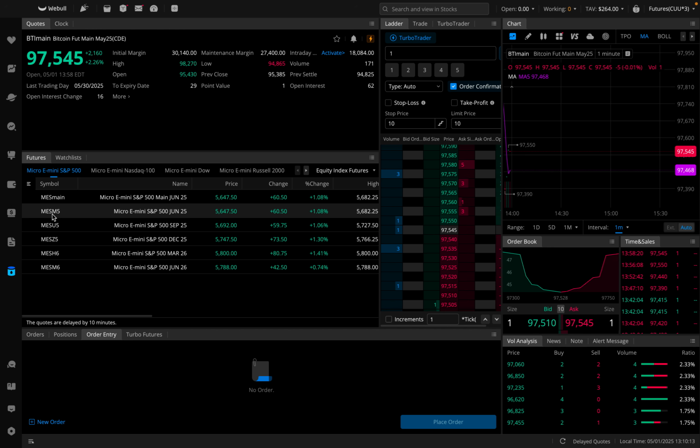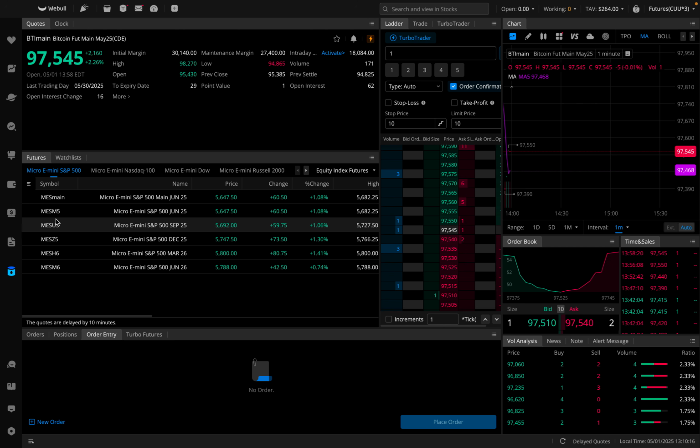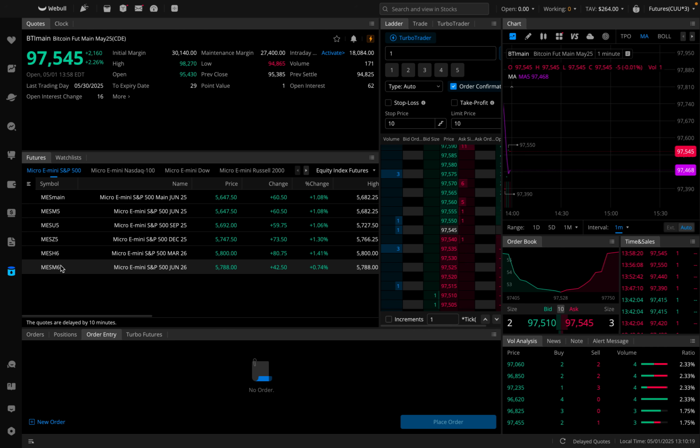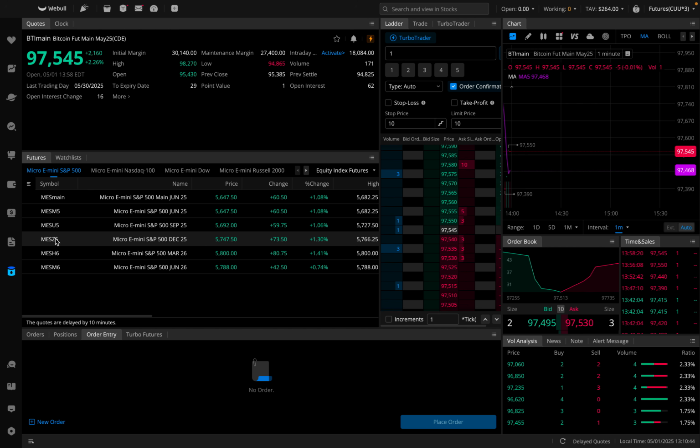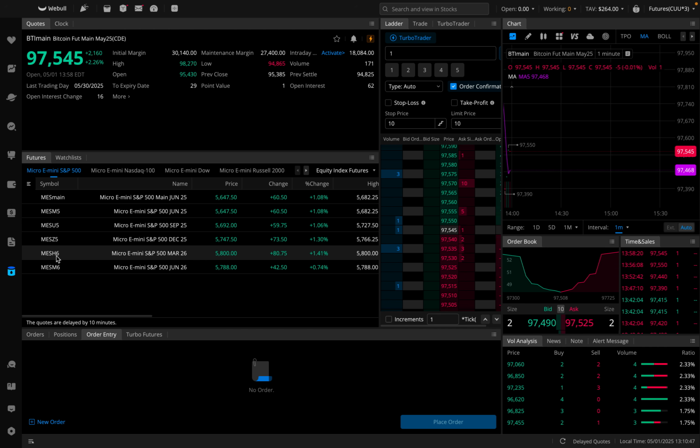Now notice that after MES, they all have a different letter. This one has M, U, Z, H, and then M again. That symbol is the expiration month code. There's a code for reading these, and you can search it up on Google to see what month each code is associated with. But just telling you right now, M is June, U is September, Z is December, H is March. So that's the expiration month code: what month does this contract expire in?